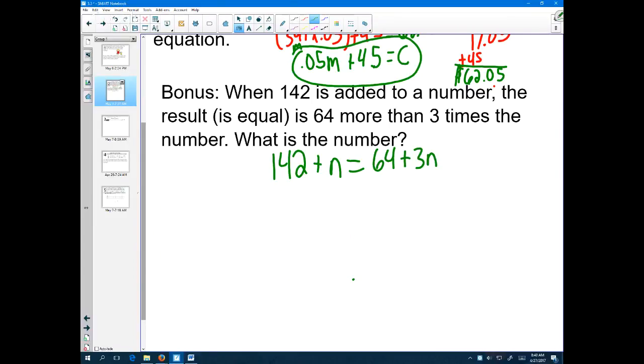If you use guess and check, that's fine. I'm going to show it this way real quick. Here's how you can solve this. You want to get all the n's on one side, all the numbers on the other. Minus 64, minus 64. 64 minus 64 cancels out, becomes nothing, right? What's 142 minus 64, please?